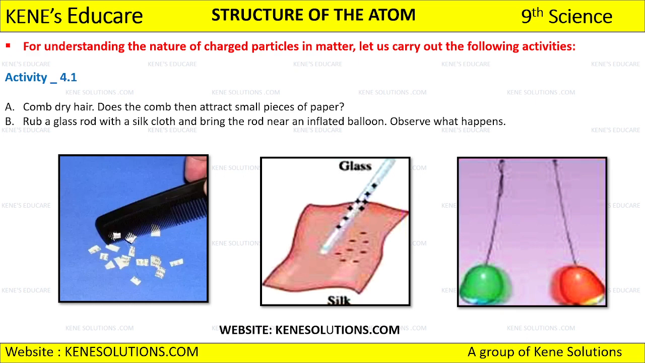In static electricity, we take a comb, rub it on our hair, and then bring it close to a piece of paper. After that, we bring a glass rod and a silk cloth. We rub the glass rod with the silk cloth and then bring it near an inflated balloon and see what exactly happens. Here you can see that static electricity has been produced. So I want each one of you to please go through it once.